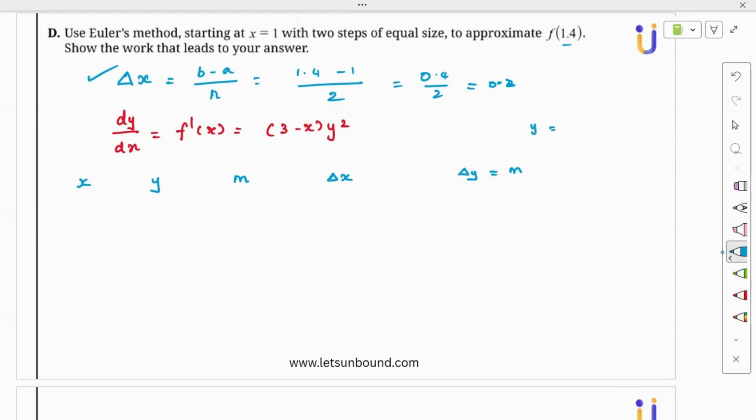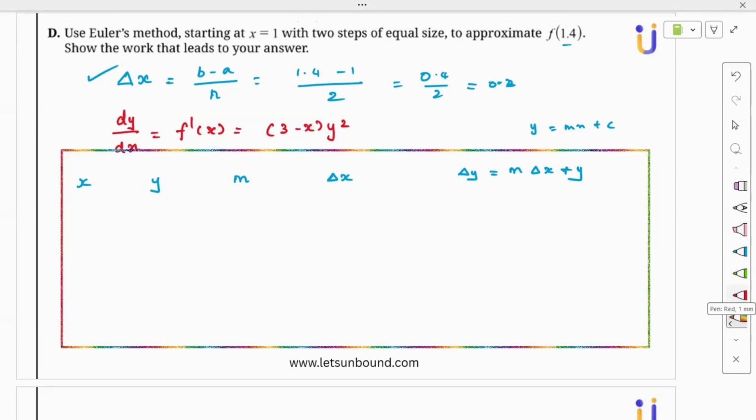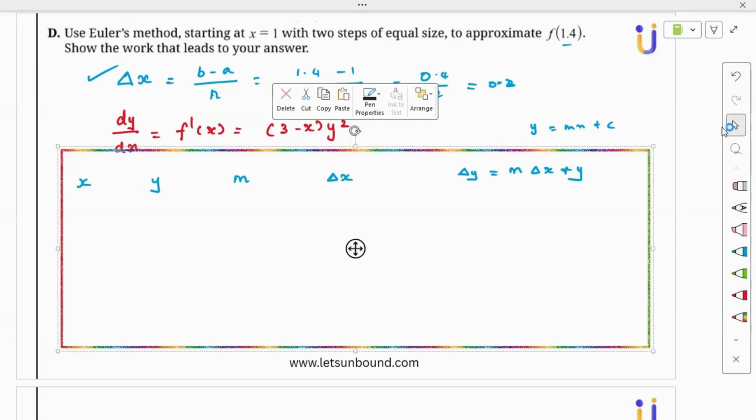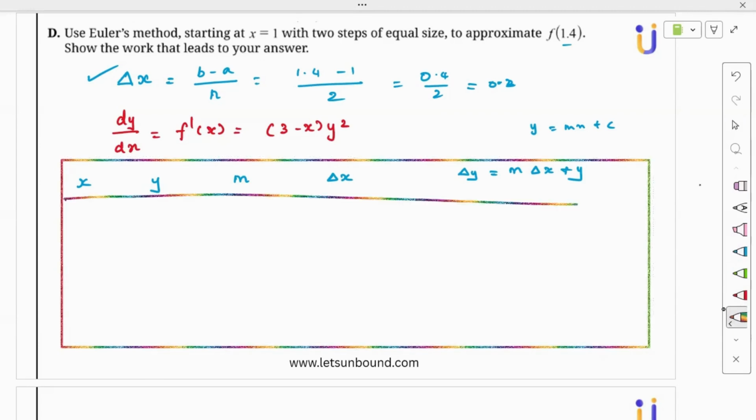You know this formula, right? y equal to mx plus c. It's very similar, but del y is m del x plus the old y. Okay, del y you can treat as new y, and just y is old y. Okay, now let me box it. Now very simple. After this, we can just go ahead with substituting, simplifying, marking the numbers.